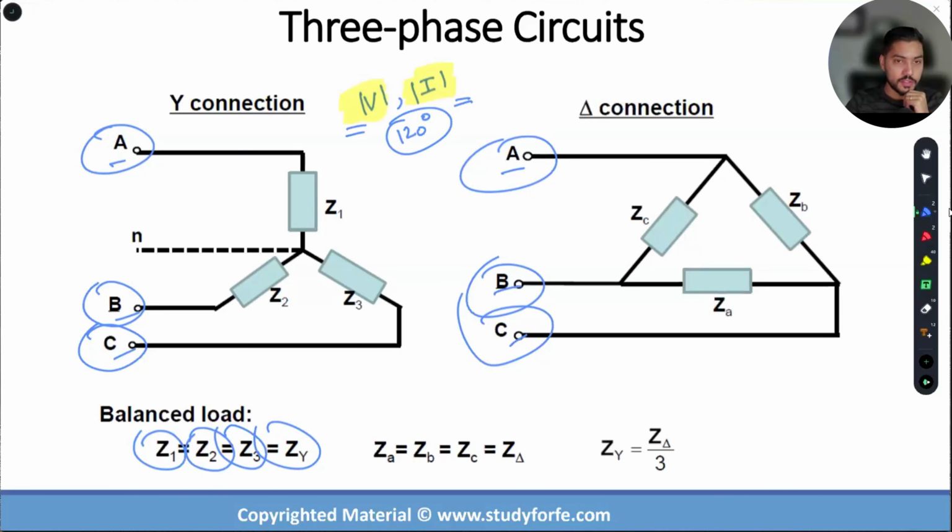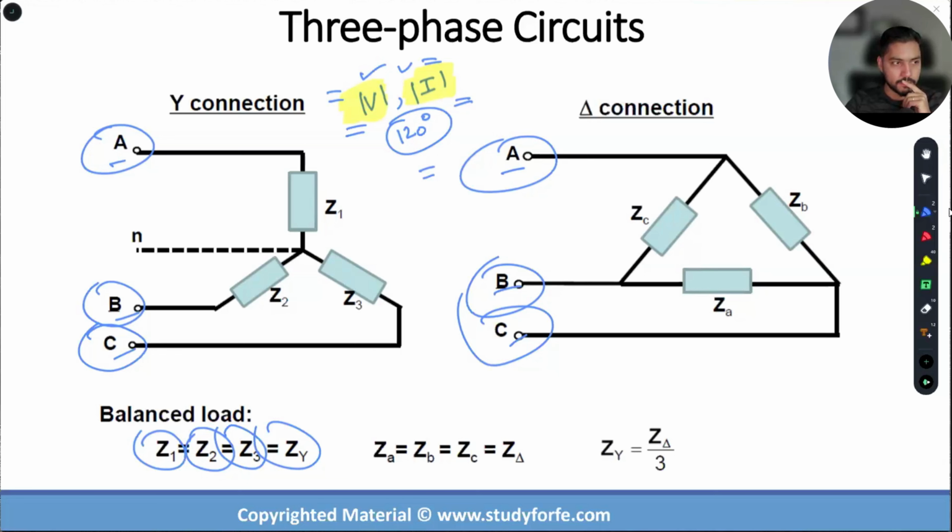Then what? It's not balanced. What if the current magnitudes are equal, but one of the voltages is off? Not balanced. Okay, the magnitudes are equal for both voltage and current, but the 120-degree phase shift does not exist. Again, not balanced. Is that clear? You only need one of these conditions to be violated for the system to be classified as an unbalanced system.